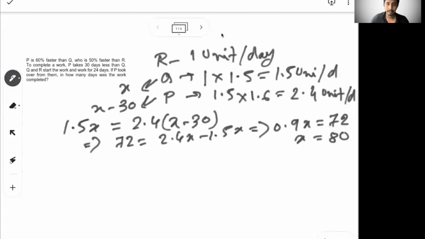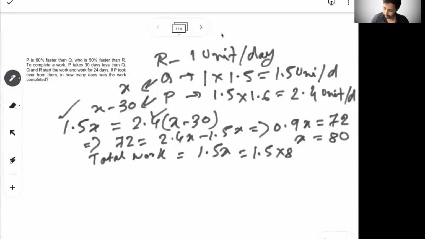So Q takes 80 days, P will take 50 days. Can we then finalize the total work? The total work was 1.5X, or you can take either equation, both are the same. So 1.5 into 80, or we can say 120 units. So 120 units is the total amount of work.